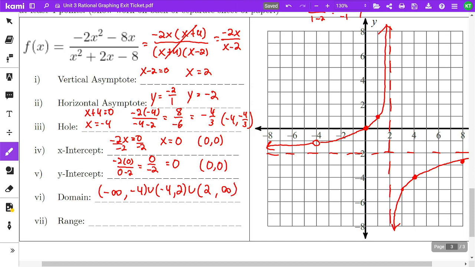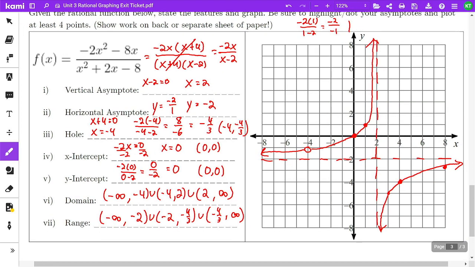Same thing for the range, just going from the bottom all the way to the top. So start with negative infinity, comma, going up to our horizontal asymptote here of y equals -2. So negative infinity to -2, union, then from -2 we go up to our hole at -4/3, union, and then -4/3 to infinity. And so that's how we would graph exit ticket C, as well as determine all these features of the function.